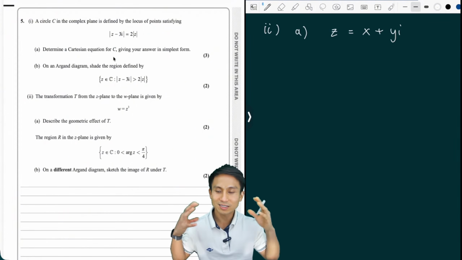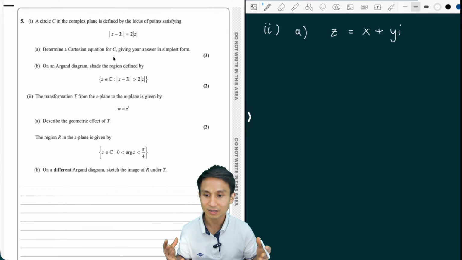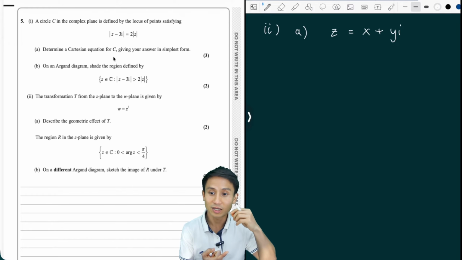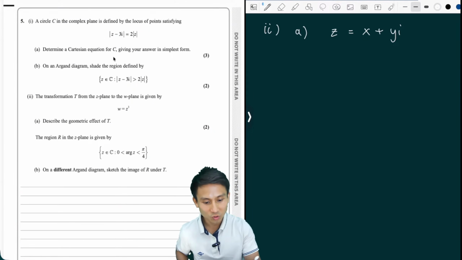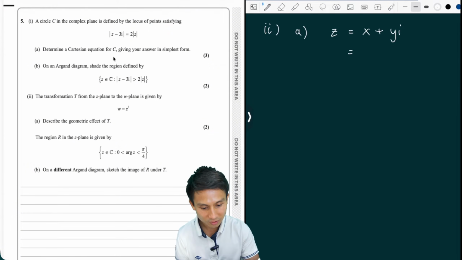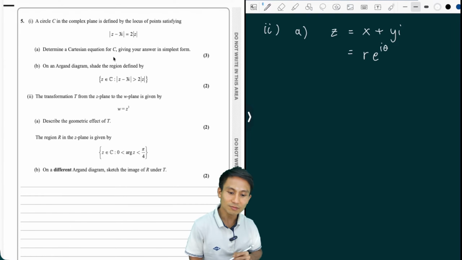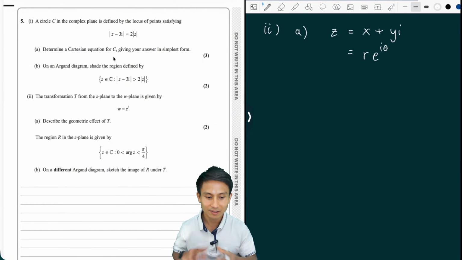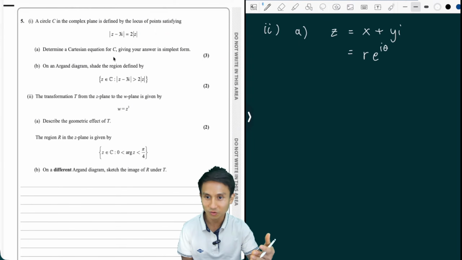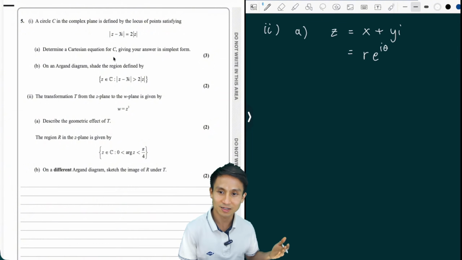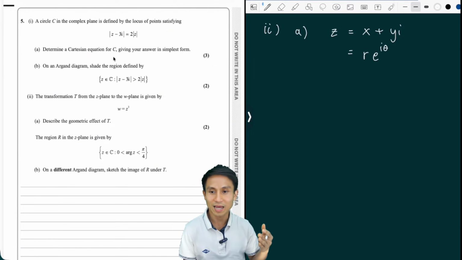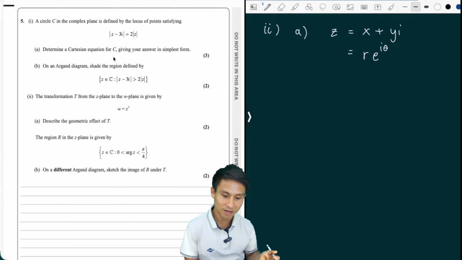So when we discuss the change in geometric effects, it should be about the argument of the Z. Don't forget that we also have the Euler form or the polar form. I prefer Euler form because it's very simple to write. That is saying very holistically that r, the modulus, is r units and the argument is theta. The argument is just rotating anticlockwise from the initial line.